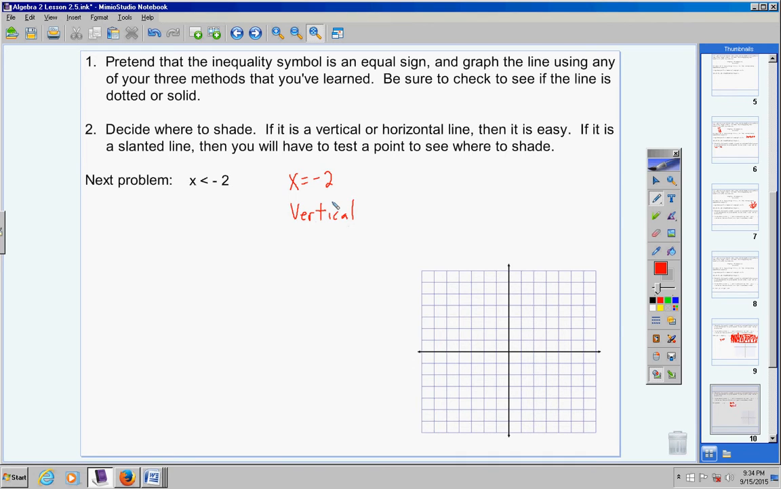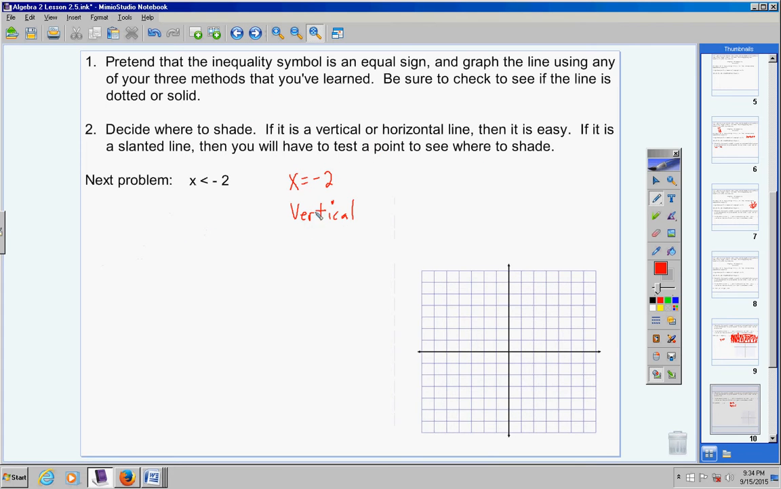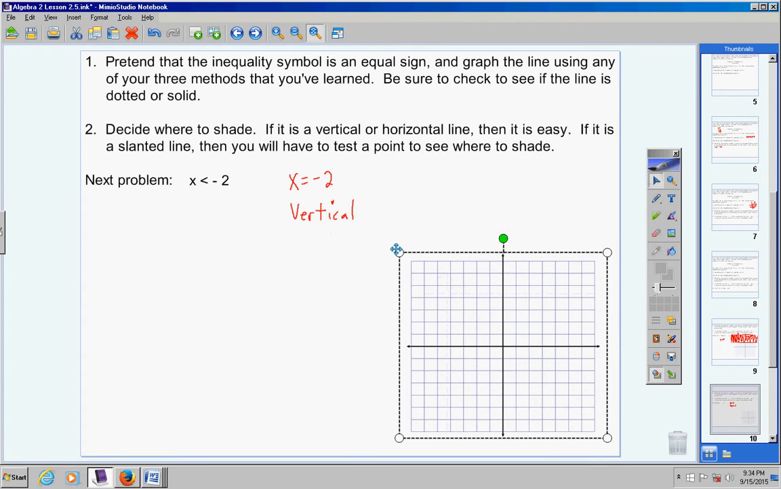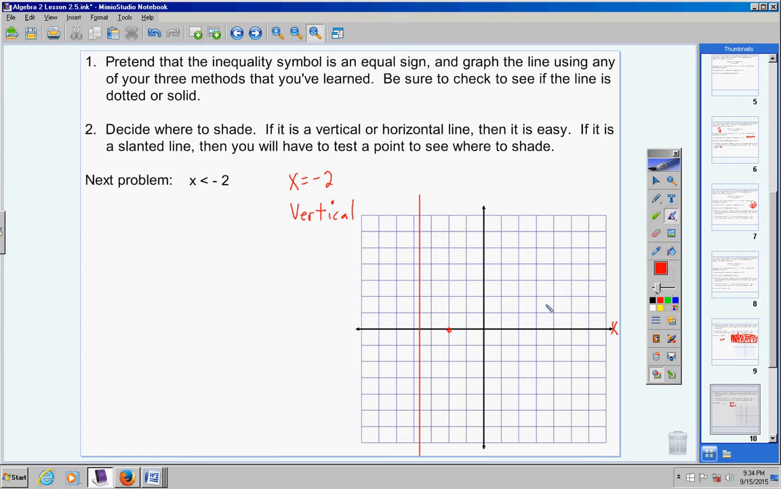So the last problem, when you had y all by itself, well, I erased it already, sorry, but you had a horizontal line. Here you'll have a vertical line. So I go to the x-axis, and I go to -2. Here's the x-axis. I go to -2, and I draw a vertical line through -2.